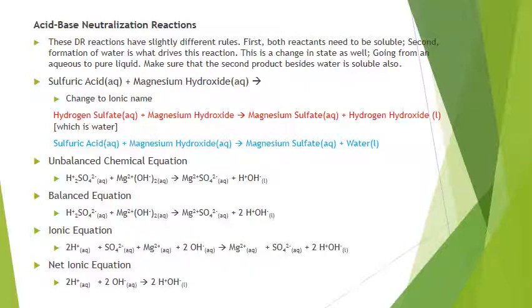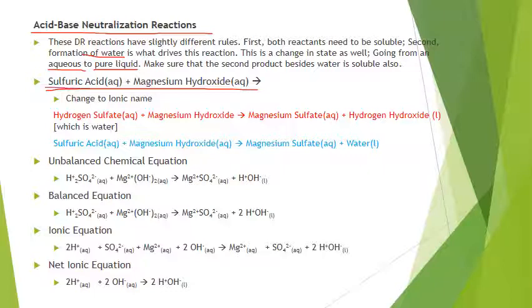The other type of double replacement reaction that we're going to cover is the acid-base neutralization reaction. These have slightly different rules. First of all, both of the reactants have to be soluble. Second, what drives the reaction is the formation of water, not solid. This is a change in state because you're going from an aqueous system to a pure liquid. What we're going to assume is that if I give you reactants, the reaction takes place, so you don't have to use a solubility table for these.